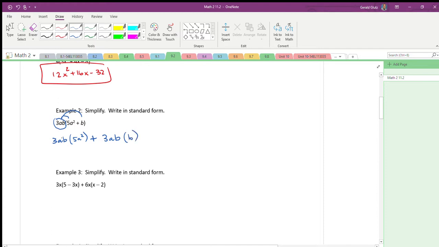Now when I'm multiplying two monomials like this, I like to do the numbers first. So 3 times 5 times a squared times b. And then there's no other numbers, so 3 times a times b times b. You don't have to do this, but it just makes it a little bit easier to see how you're going to multiply these two things. So 3 times 5 is 15. A times a squared would be a to the third. And then we still have that b there. And then plus 3a, and then b times b is b squared.